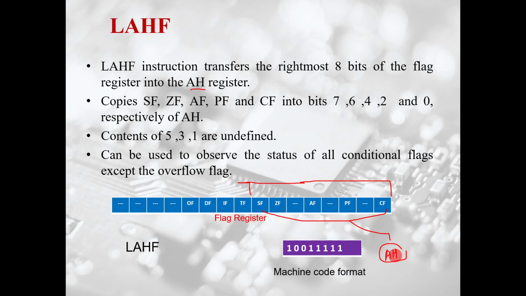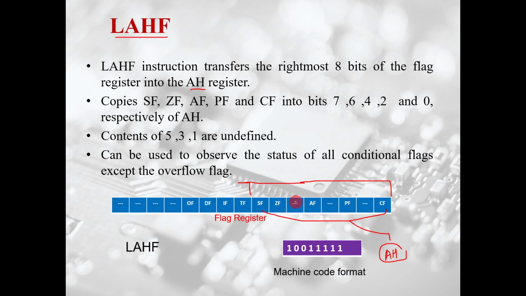Okay, it can be only brought to the AH register. And similarly, if you want to put some specific data into this flag register, suppose you want to initialize the flag register for a certain purpose, then also you can put that data into the AH, and from AH you can bring it here, right? So this particular instruction gives you that option of reading the data from the flag register.